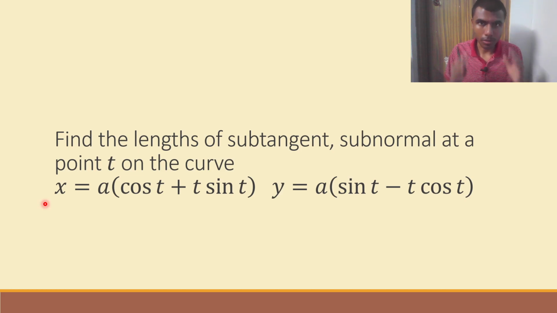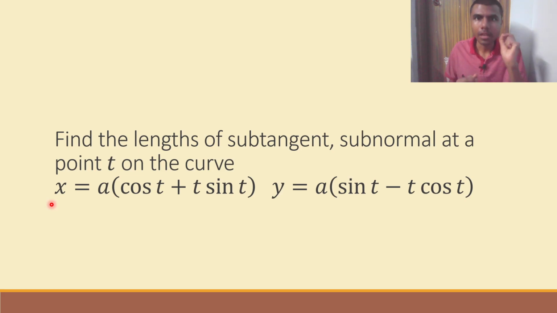Now let us see how to solve this given question. Here we need to find out the lengths of subtangent and subnormal at any point t on the curve. The curve is given in parametric form, x and y. You are not given an equation of the curve directly. Like x is in terms of a parameter t and y is also in terms of the parameter t. Now, how to find out the lengths of subtangent and subnormal when this is given?